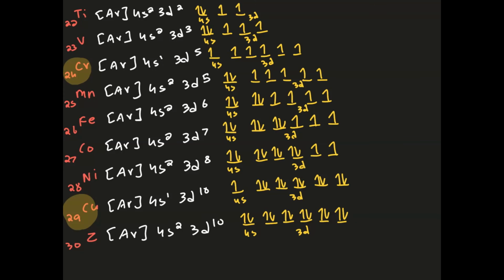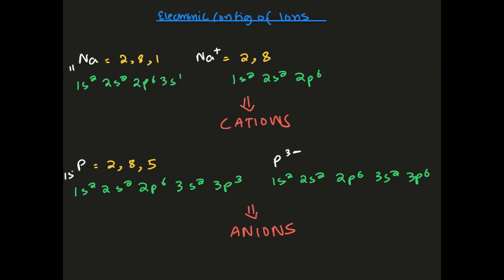The last transition element that we're going to be taking a look at has 30 electrons, and the 4s orbital and the 3d orbital are both going to be filled for this. The last thing that we're going to be looking at for this video is the electronic configuration of ions. We've talked a lot about how we can write down the electronic configuration for atoms, like transition elements and the first 20 elements, but now we're going to talk about ions.